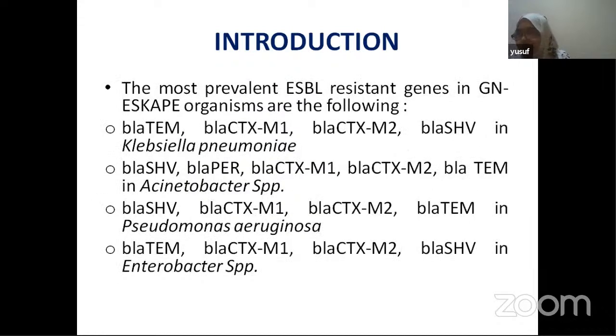The most prevalent ESBL resistance genes in gram-negative ESKAPE pathogens are the following. That is, TEM, SHV, CTX-M1 and 2 are the genes which are common to all these ESKAPE pathogens.